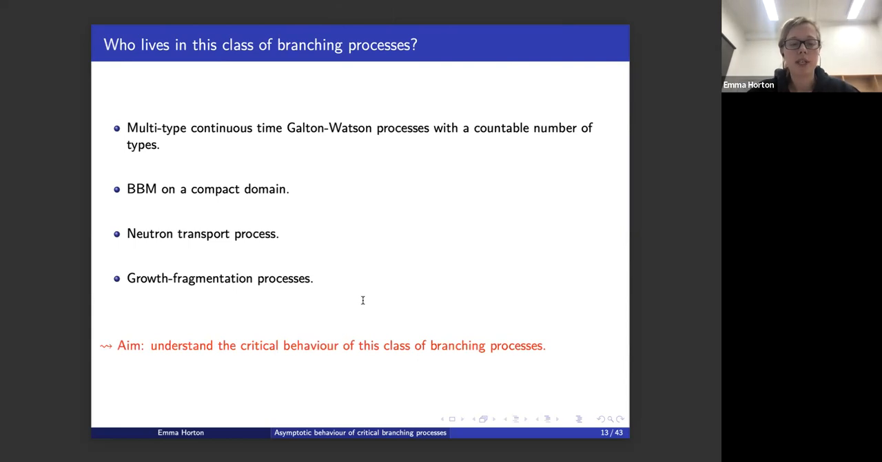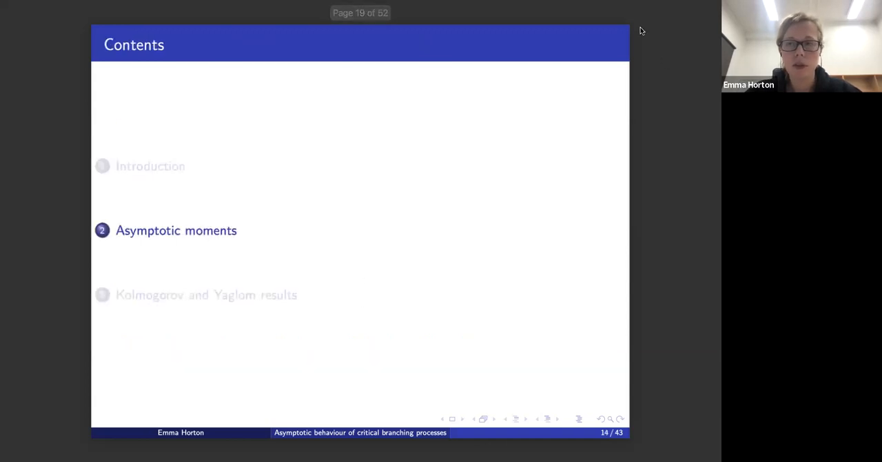As I motivated at the start, the aim of this was to understand the critical behavior, or the long-term behavior of the critical case, so when lambda is equal to zero, of this class. Before I move on, does anyone have any questions on the model and the class of branching process that I'm interested in?